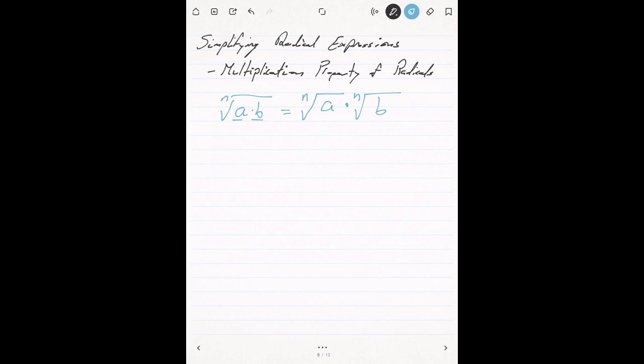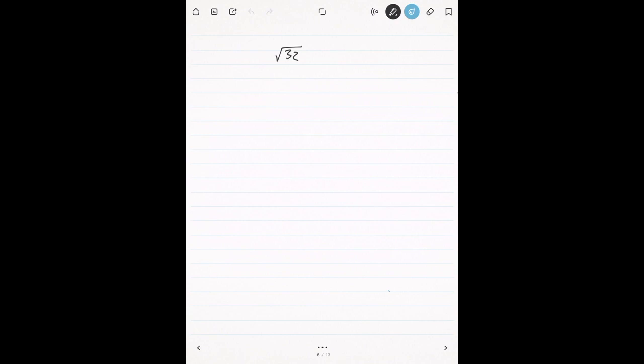I think it's important to define what we mean by a simplified radical. How can we break down a radical completely? Let's use an example problem to see how we might want to construct that definition. So here is an example, the square root of 32. We should remind ourselves that we have this property, the nth root of a times b is equal to the nth root of a times the nth root of b. So this is the property that we're going to use.